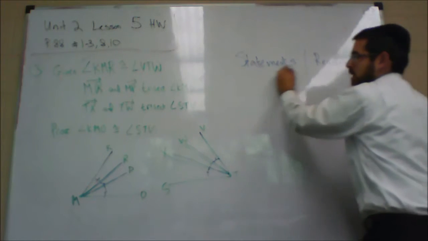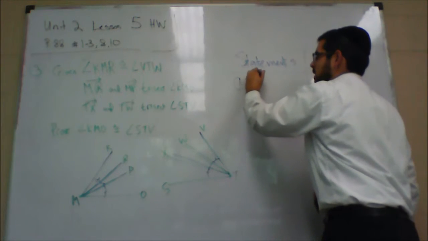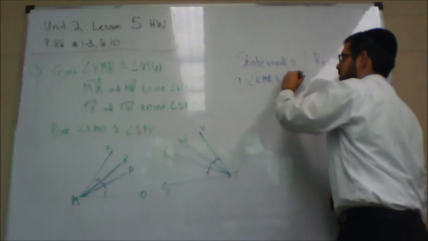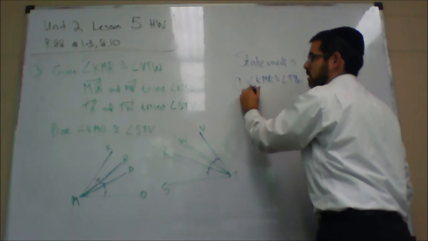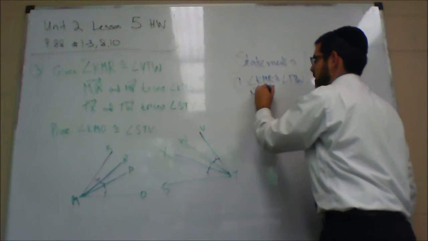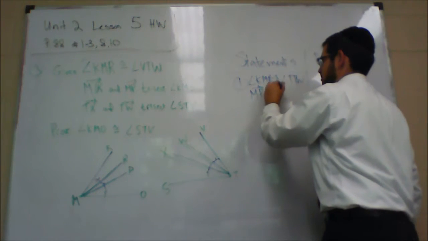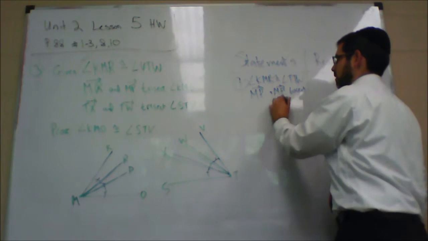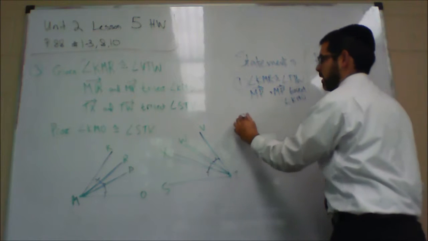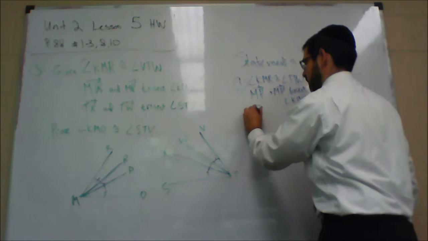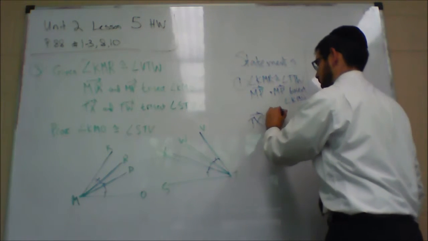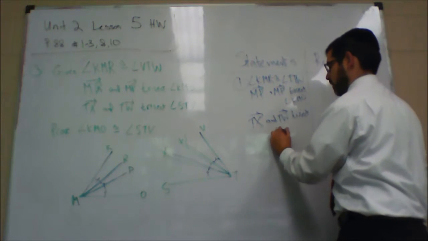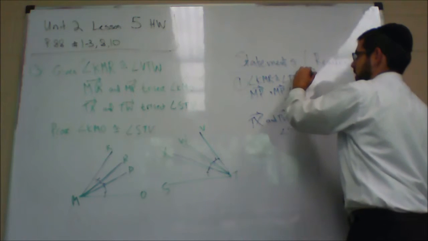So we start out by telling our givens. We know that angle KMR is congruent to angle VTW, and we know that MR and MP are trisecting angle KMO, and I know that TX and TW are trisecting angle STV, and all that is given.